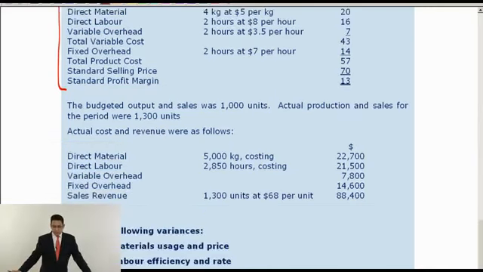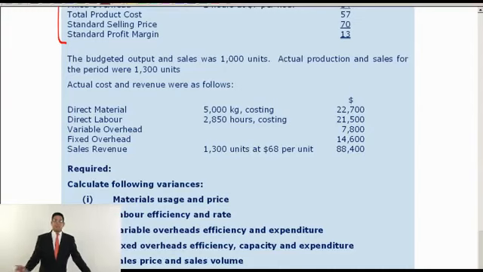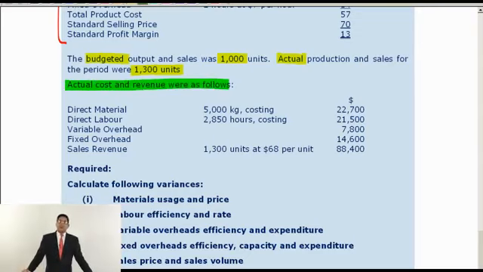Second block of information, if we analyze it here: the budgeted output and sales was 1,000 units. So they budgeted to produce and sell 1,000 units, whereas actual production and sales for the period was 1,300 units. They thought they would produce 1,000 units, but they produced more for some reason. Here are the actual costs and revenues for the period. The second block of information reflects actual results.